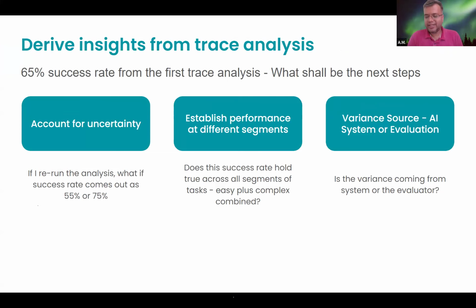Now you have done the trace analysis, and say we have not created a judge yet. Purely on the basis of SME evaluation, you have said that my success rate is 65%. Now you go ahead and declare it to the larger audience that, hey, my AI system is working 65%. Is it the right time even for you to go and declare it? Let's understand more about it.